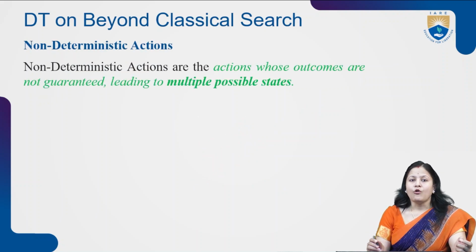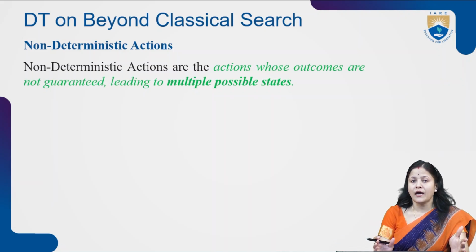Now, what is the meaning of non-deterministic actions? Non-deterministic actions are the actions whose outcomes are not guaranteed, leading to multiple possible states. As the name implies, non-deterministic: if the outcome of every action cannot be determined in advance by the agent, that is called a non-deterministic action. And for each action, several possible states can be generated.